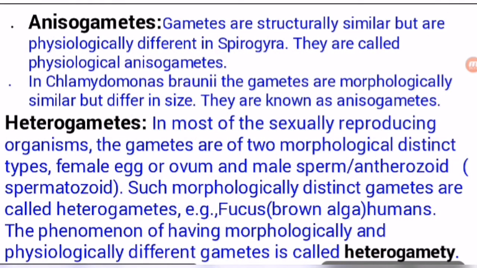Let's discuss another category of gametes, anisogametes. Students, you know, an means absent or dissimilar. Iso means same, an means absent.